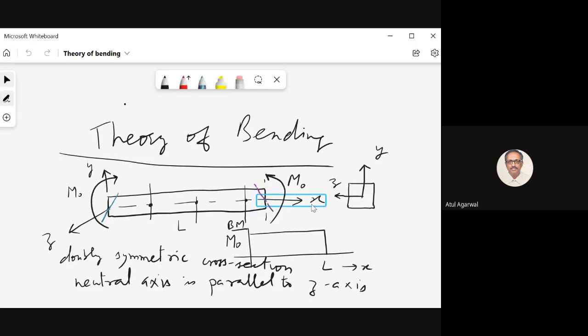So the moment is externally applied at both the ends, and the bending moment distribution will be constant bending moment M naught throughout the length, the same bending moment. So the theory of bending is exact for the situation of pure bending and a doubly symmetric cross section.